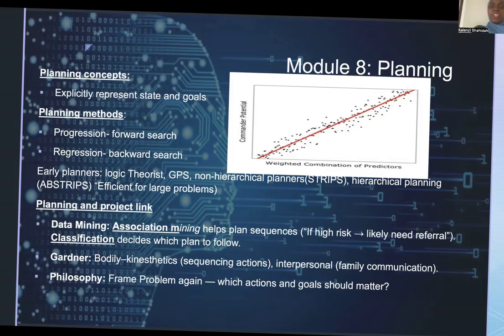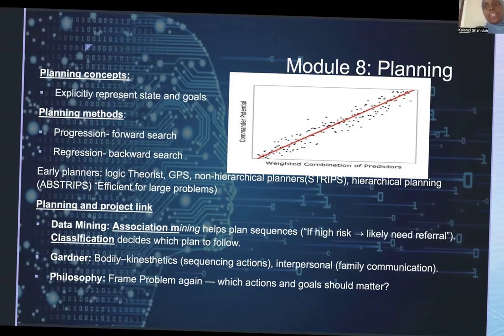Then we have non-hierarchical planners like STRIPS. STRIPS represent actions by their preconditions and their effects. So what they add and what they remove, like they are showing you what they are adding and what they remove.